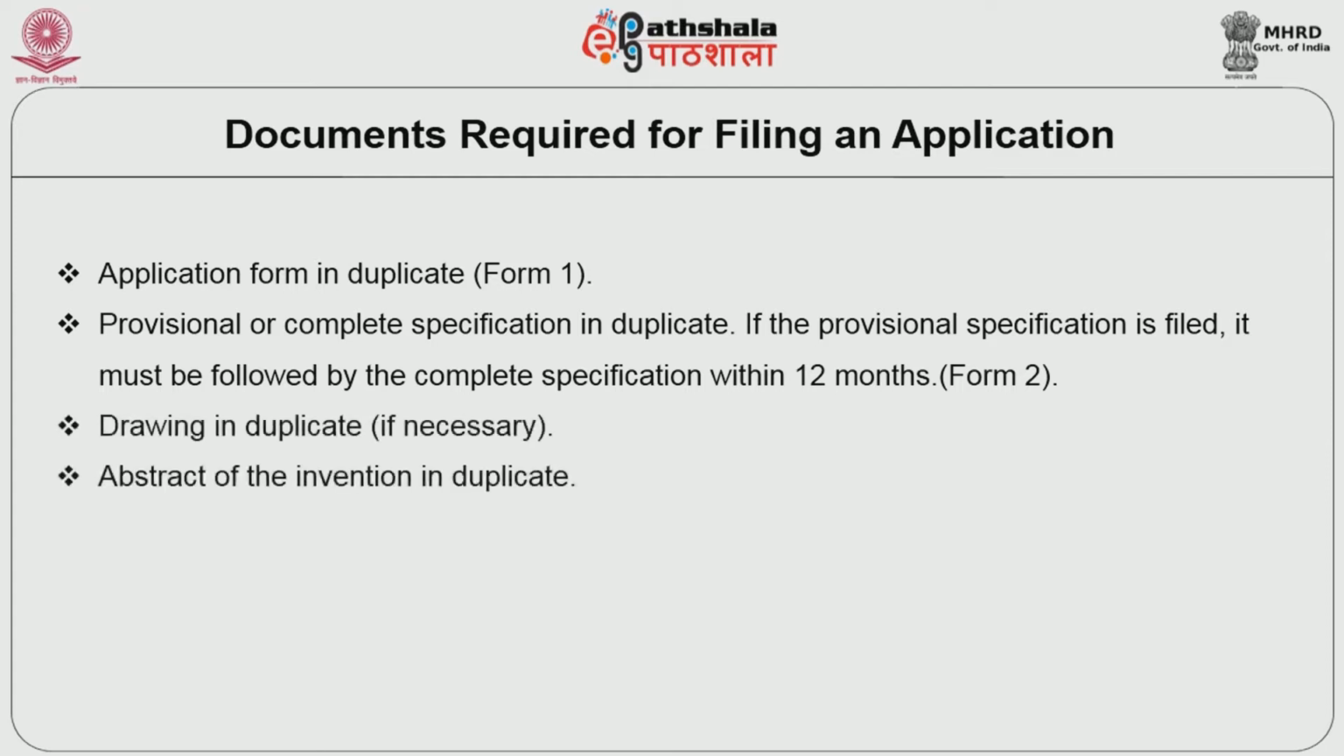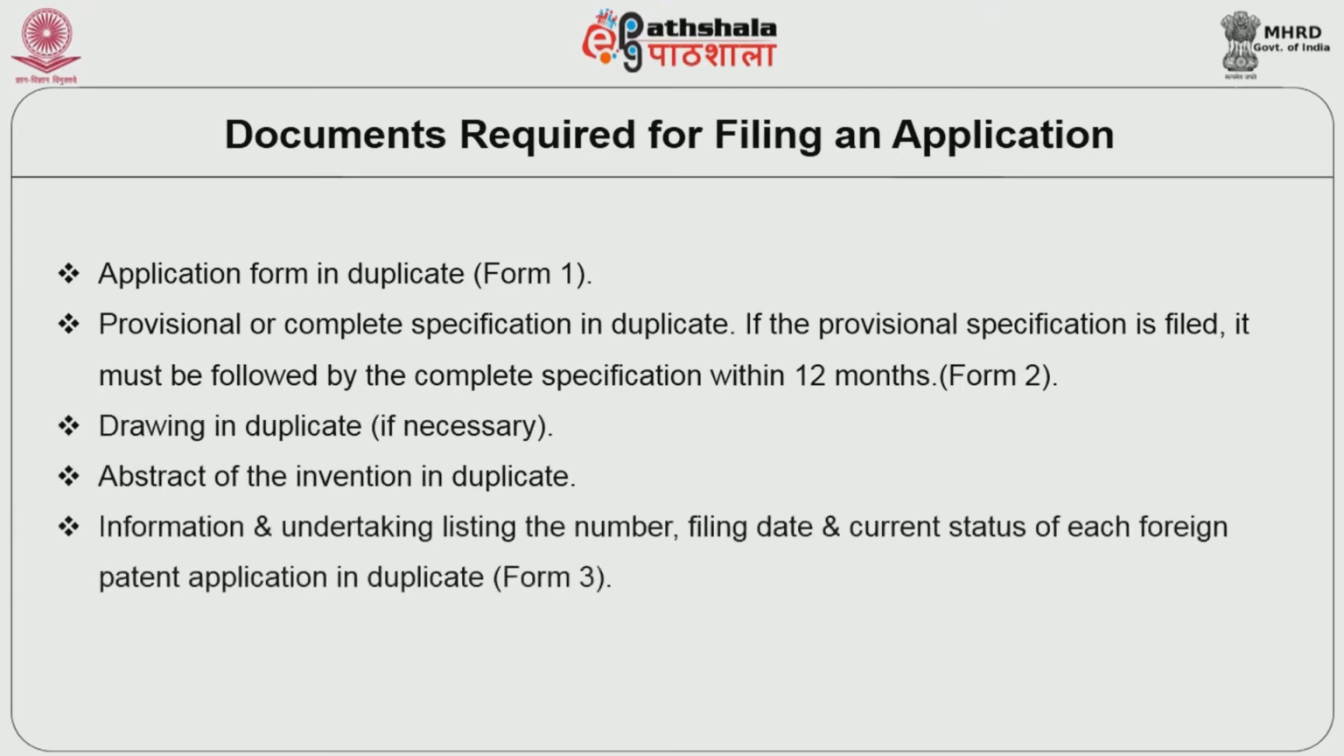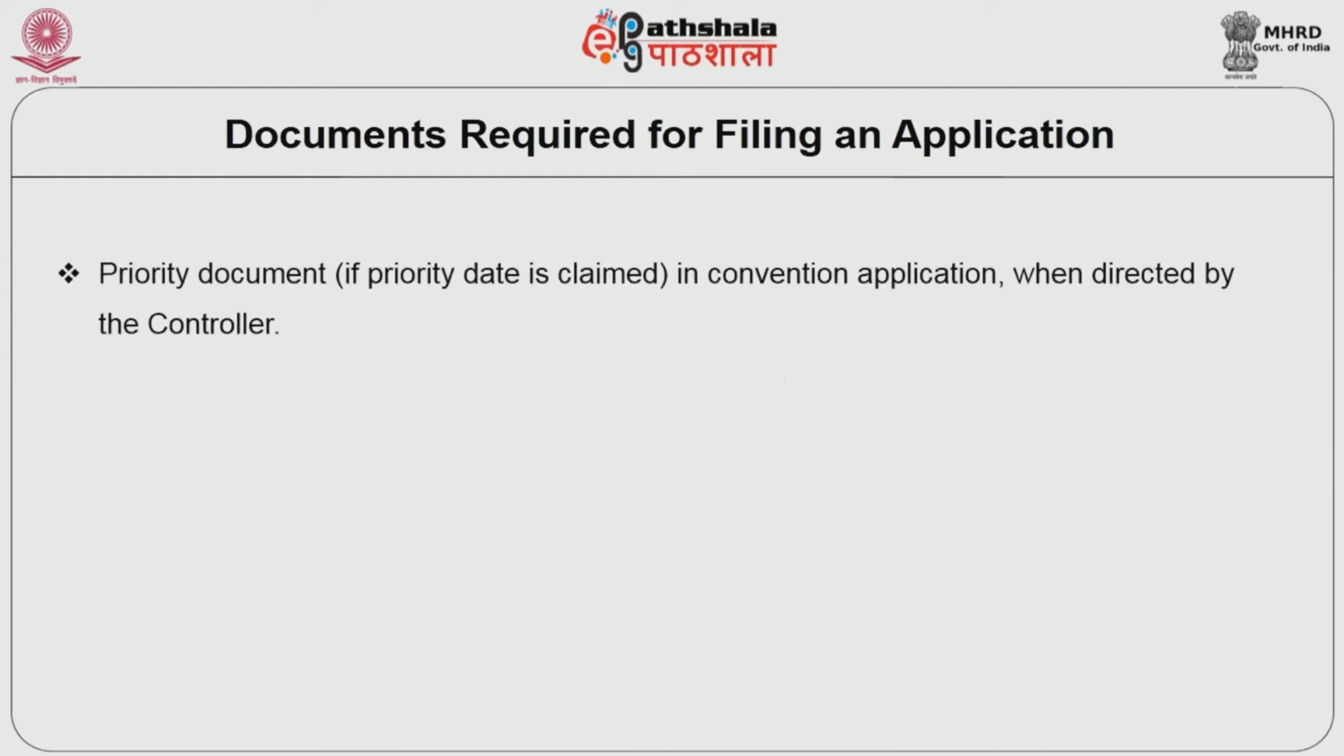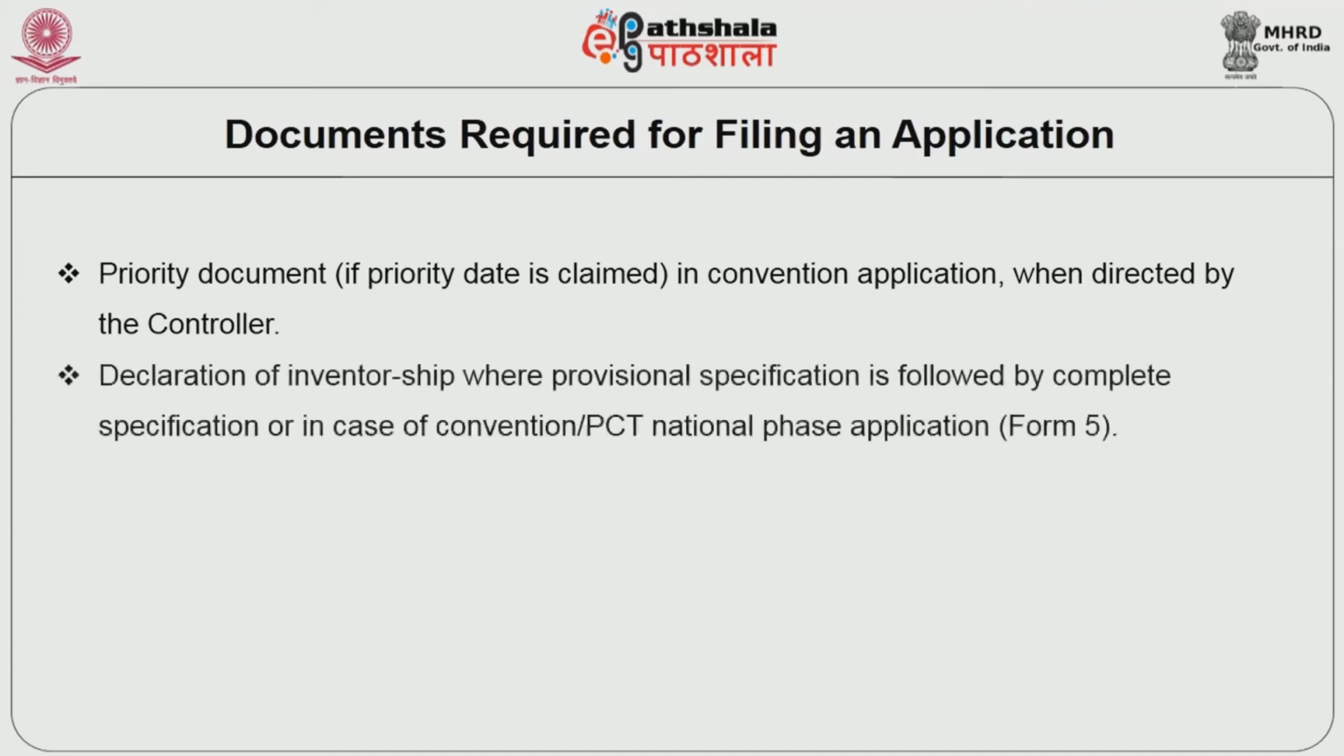Then drawings, then abstract of the invention, then information and undertaking listing the number, filing date, and current status of each foreign patent, which should be given in Form number 3. So suppose someone has filed a patent in another country and wants to file it in this country, this form has to be used. Then the priority document: the state or country in which it was first applied, that date is taken as the priority date. Then the declaration of the inventorship should be given in Form number 5.